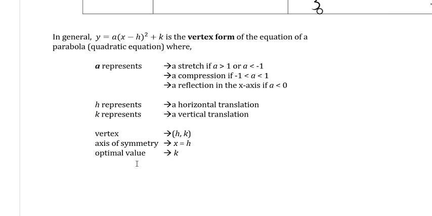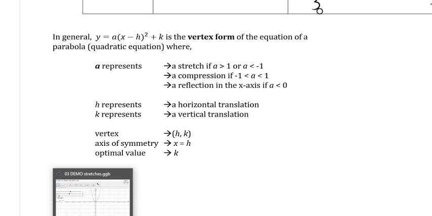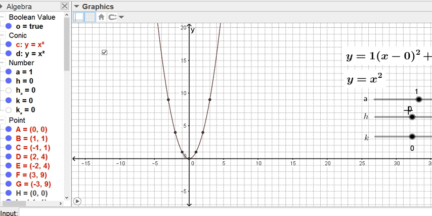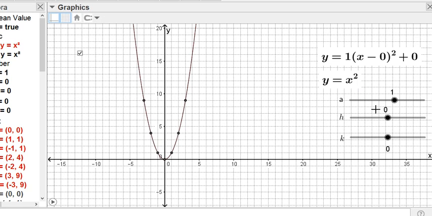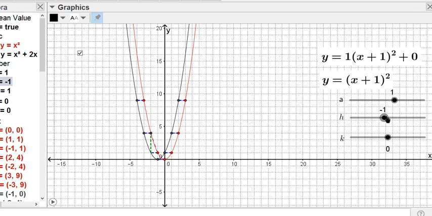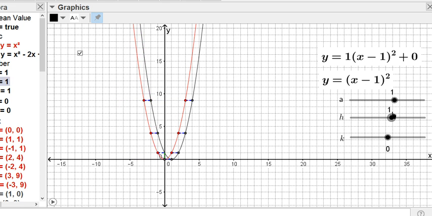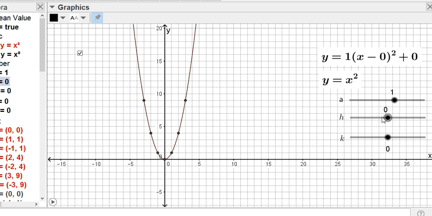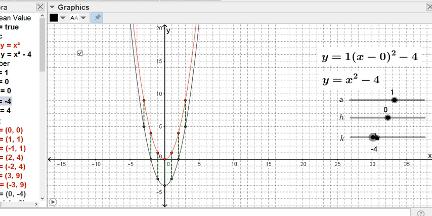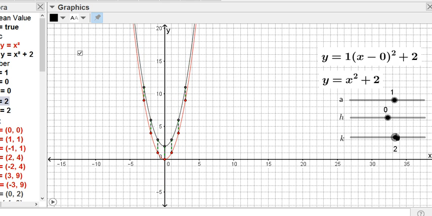Okay, quick little demo here, if I can get this to work. So here's our base function. Look at the equation there, y equals x squared. A is 1, h is 0, k is 0. What happens if I move h? I move everything to the left or to the right. What happens if I move k? I move it all down or move it all up.